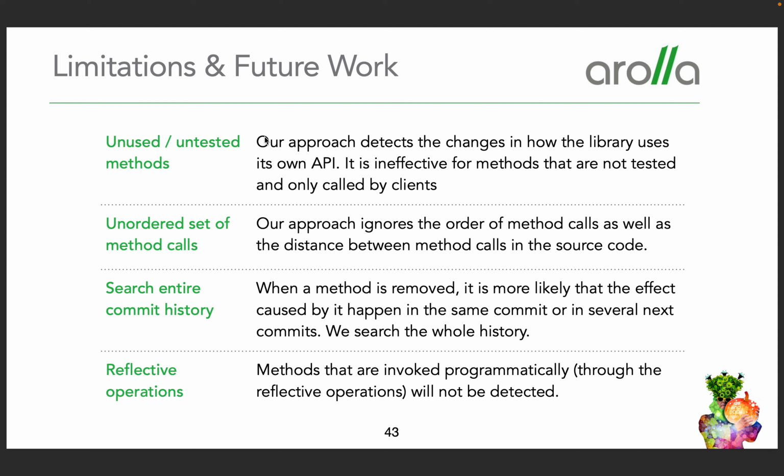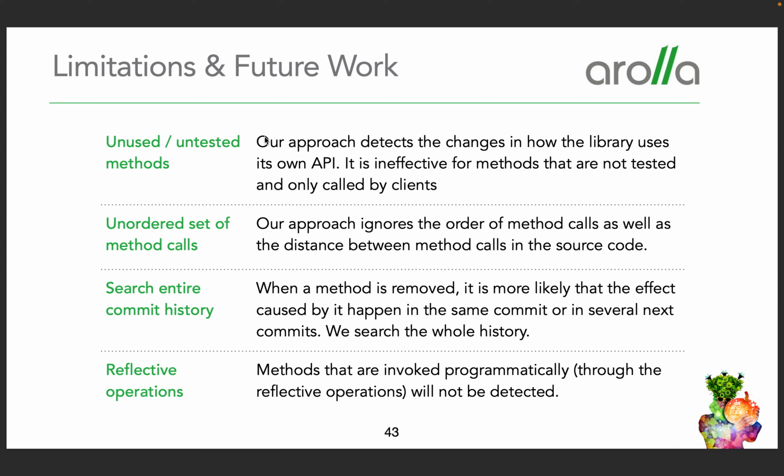Third, we search in the entire commit history, and it could be beneficial in future work to try searching more locally. So to identify a place where a certain method was removed, and then only in the commits that are after this removal, we search for the effect of this removal. So what were the changes done to the code when this method was removed? Because now we look in the entire commit history.